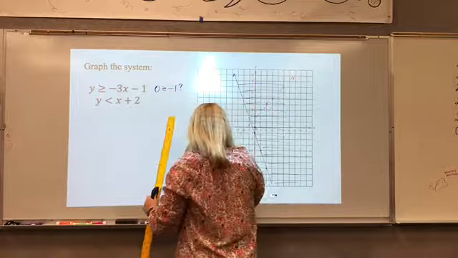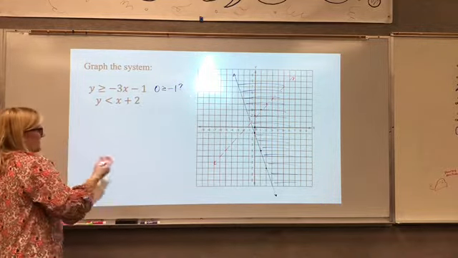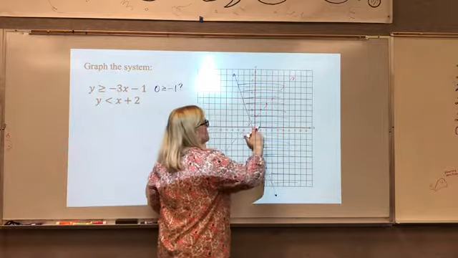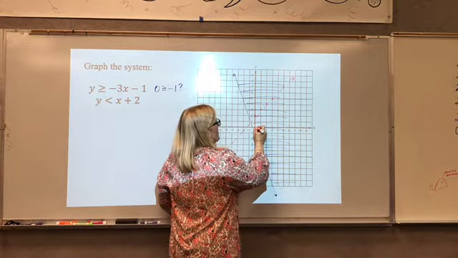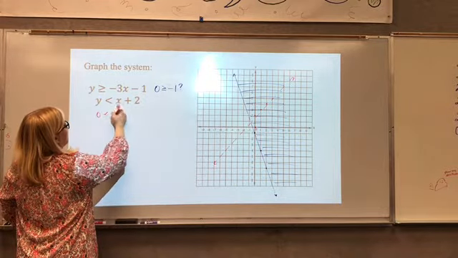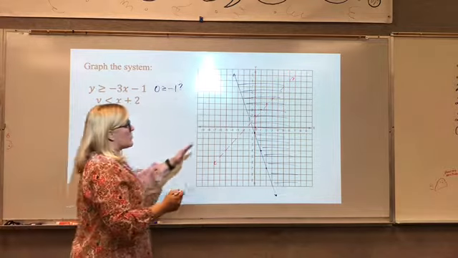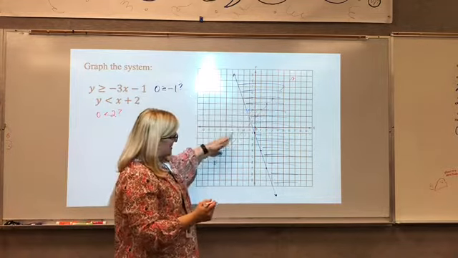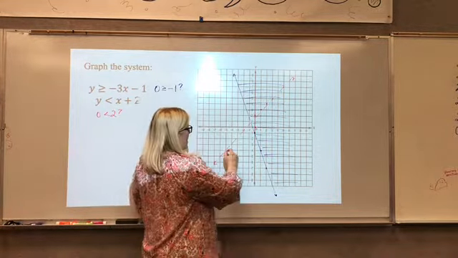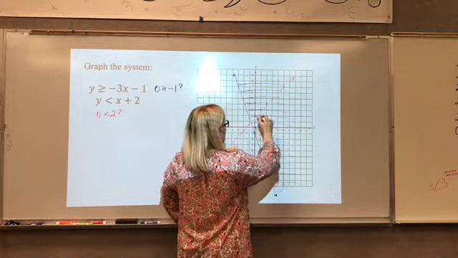So that's a dotted line. And again, for me, I like to test (0, 0). So now I'm going to test (0, 0) again. Is 0 less than 0 plus 2, less than 2? It is. So that means that if I'm just looking at this line right here, (0, 0) is counted.